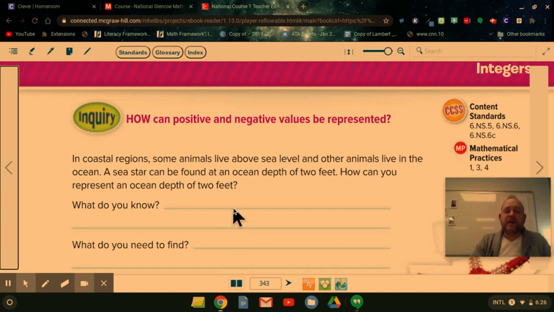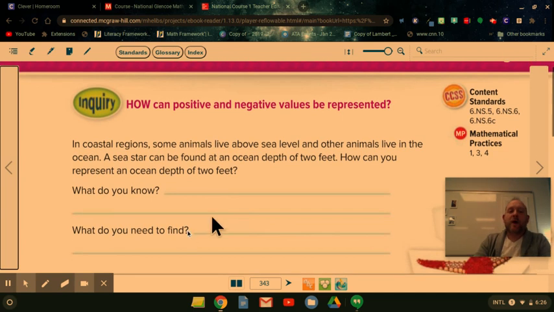All right, now that you have that done, now what else do you need to find? What else don't you know about how to represent the value of an ocean depth of 2 feet? What else could you look up? What else could you research to help you out? So go ahead and type that in on the side.